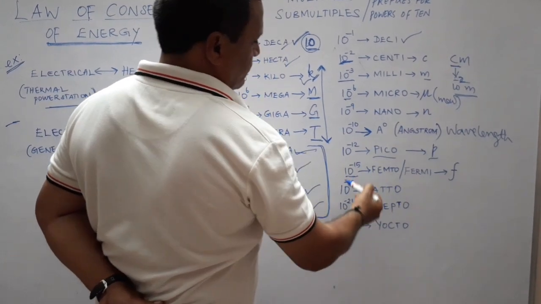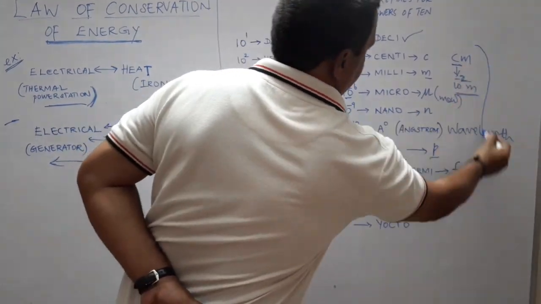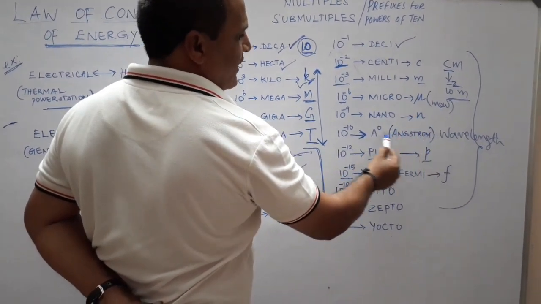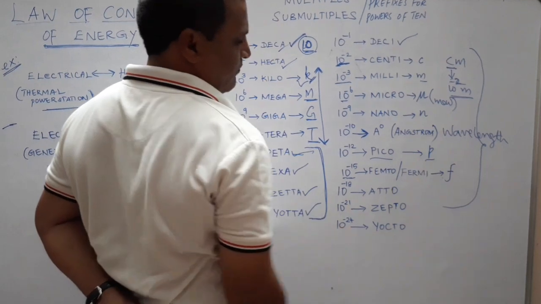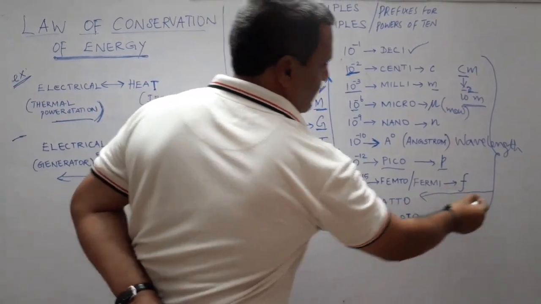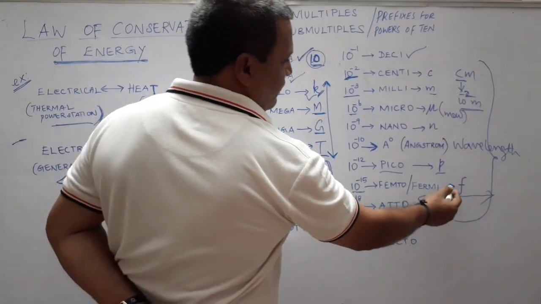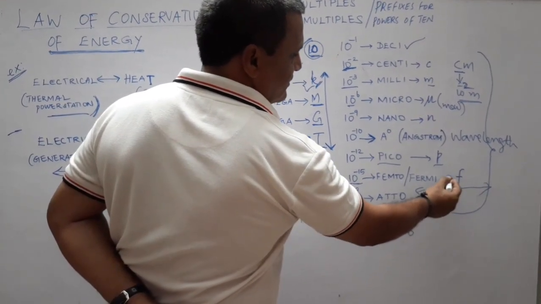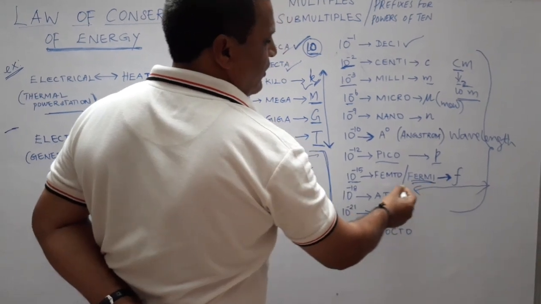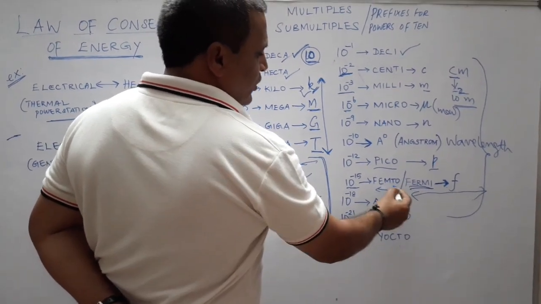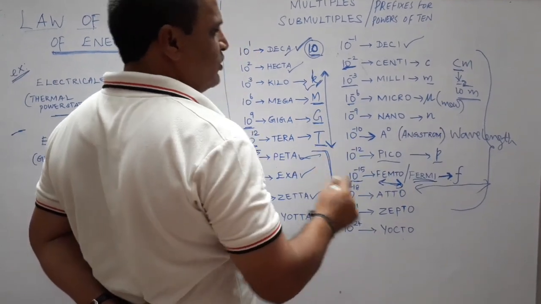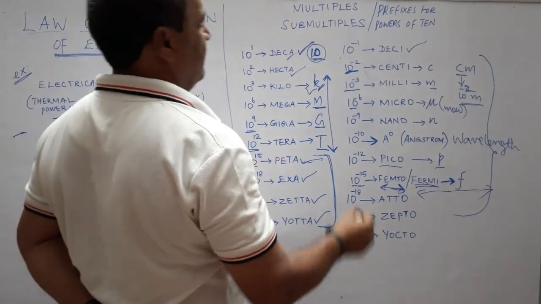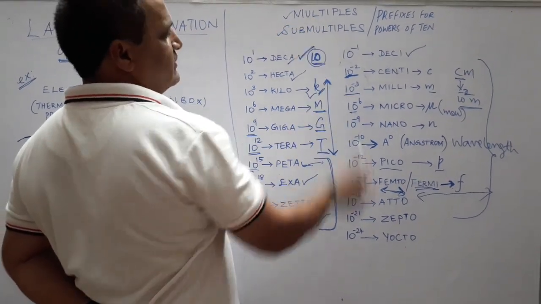Among all these prefixes, we are going to concentrate on centi, milli, micro, nano, angstrom, pico and Fermi. They are very frequently used in solving problems. Femto and Fermi we very frequently use in studying atomic and nuclear physics. So nuclear distances and atomic spaces are measured in Fermi or femto. In order to solve the problems in physics, you must be thorough with these frequently used prefixes for powers of 10. We simply call them multiples and submultiples.